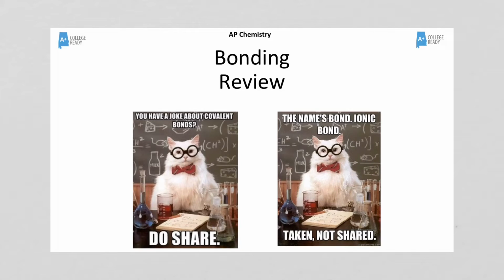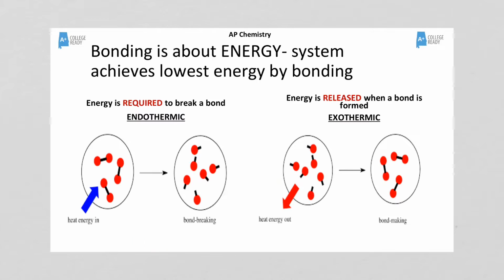Now we're going to review bonding. So major topics are covalent bonds, and we'll talk about ionic as well. When we talk about bonding, the key for any kind of bond is that bonds form so the system can achieve the lowest energy possible.